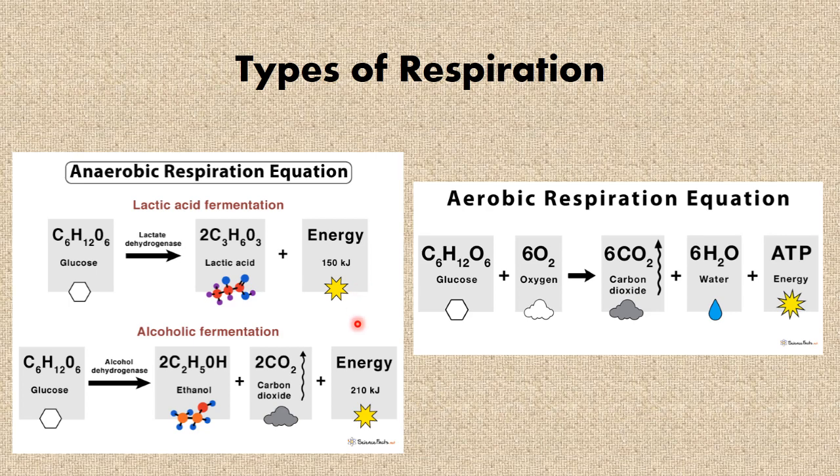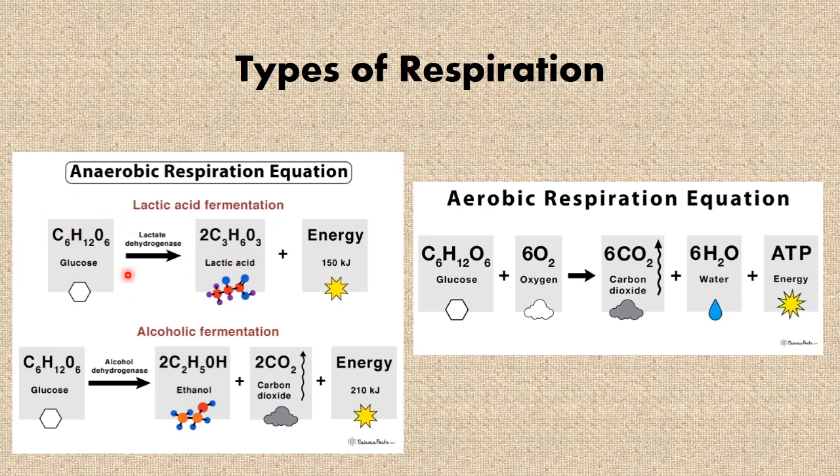Now anaerobic respiration can take place in the form of lactic acid fermentation and alcoholic fermentation. The process of anaerobic respiration in which lactic acid is produced can be found in animals, especially in the muscles, when the muscles have been overworked and are stressed or fatigued.